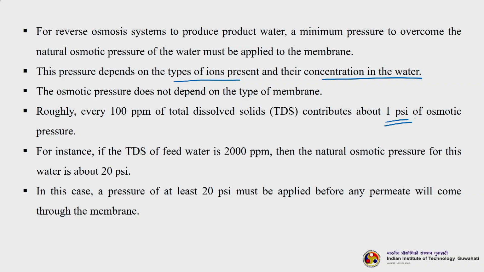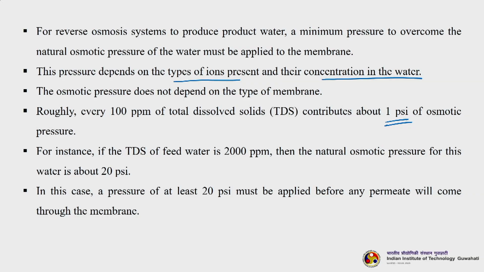Roughly, every 100 ppm, parts per million, milligrams per liter, of total dissolved solids contributes about 1 psi of osmotic pressure. This is a rule of thumb. For instance, if the total dissolved solids of the feed water is almost 2000 ppm, then the natural osmotic pressure is about 20 psi. You can guess it from this understanding that for every 100 ppm of TDS, almost 1 psi of osmotic pressure is generated.